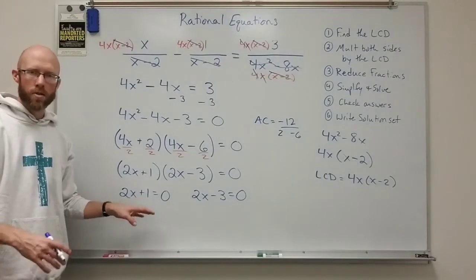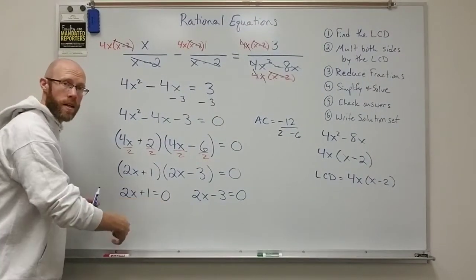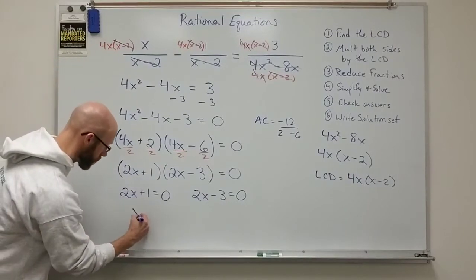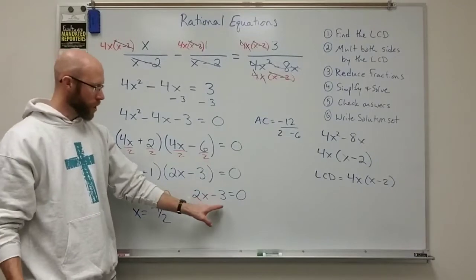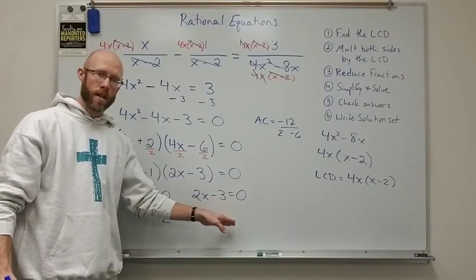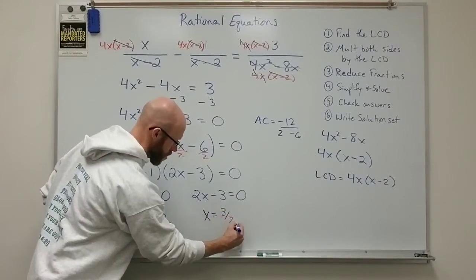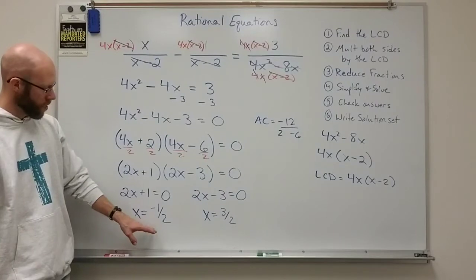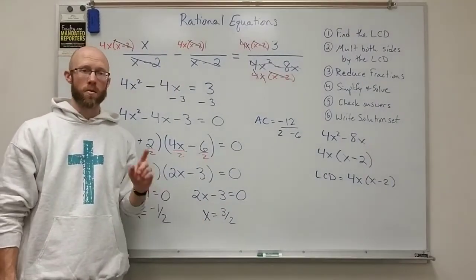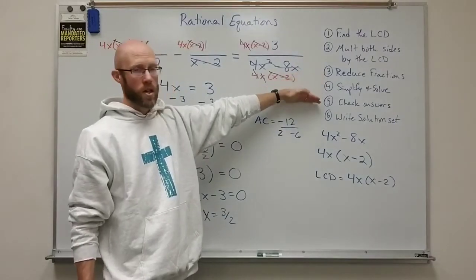Well, here, and I'll do these without showing all the detail, but here you would subtract a 1 and then divide by 2, and you'll be left with x equals -1/2. Here you would add the 3 and divide by 2, and you'll be left with 3/2. Okay, so you guys should be able to see those develop there. So -1/2 and 3/2. Now remember, all I've gotten through is simplifying and solving. Now we've got to check our answers.